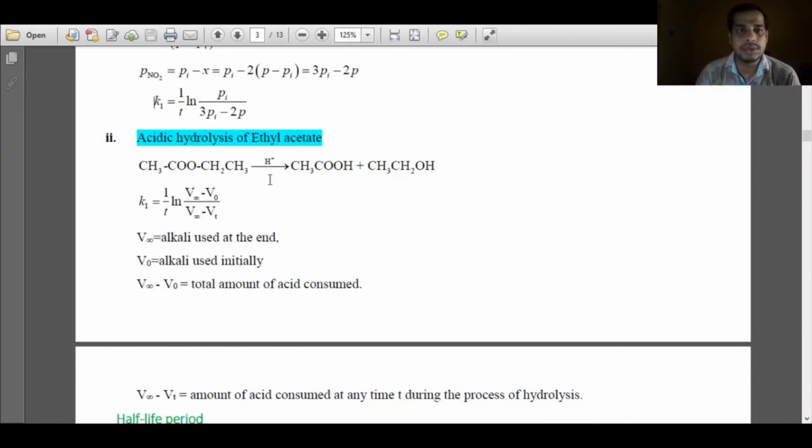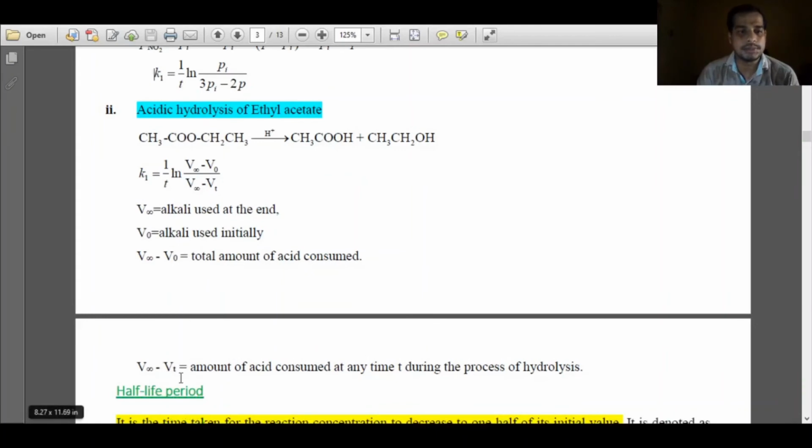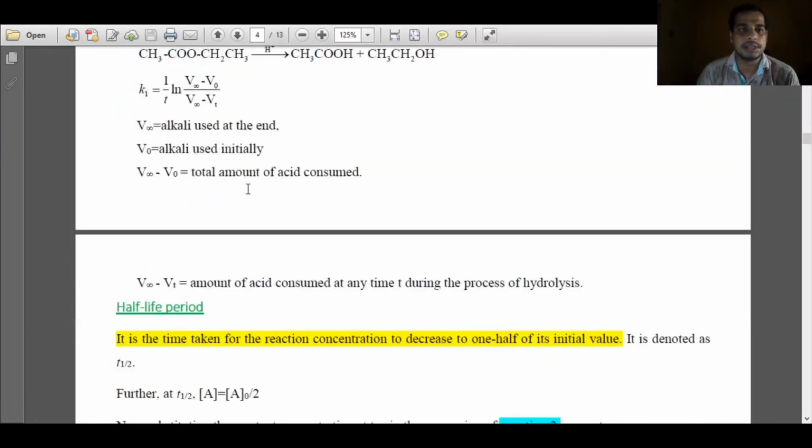And how do we do that? We generally titrate this acid catalyst using a base. So suppose V infinity is the alkali used at the end of the process and V0 is the alkali used initially, then V infinity minus V0 will give us the total amount of acid consumed during this process. And similarly, V infinity minus Vt will give us the amount of acid consumed at any time of the reaction. So if I put these expressions, I'll get the rate constant for this particular reaction as 1 over t ln V infinity minus V0 over V infinity minus Vt.